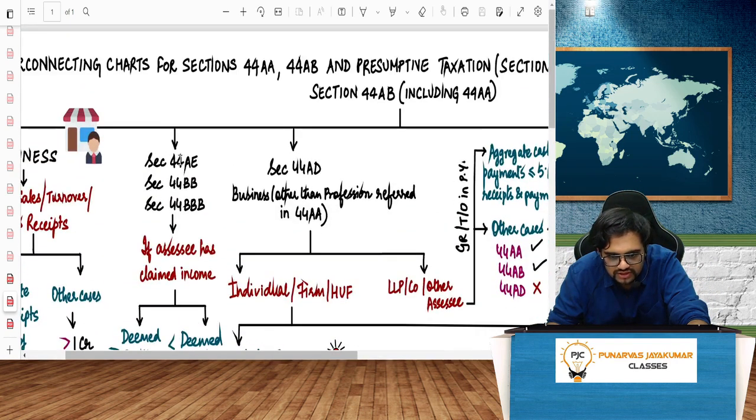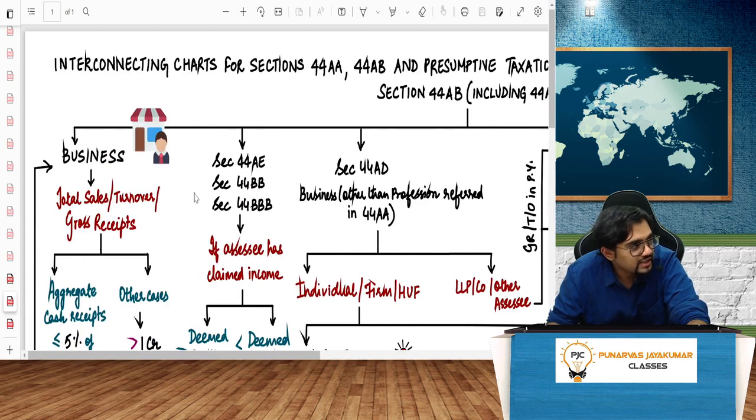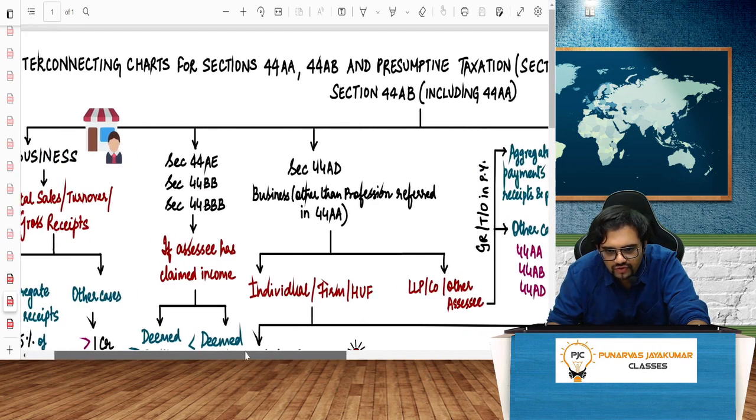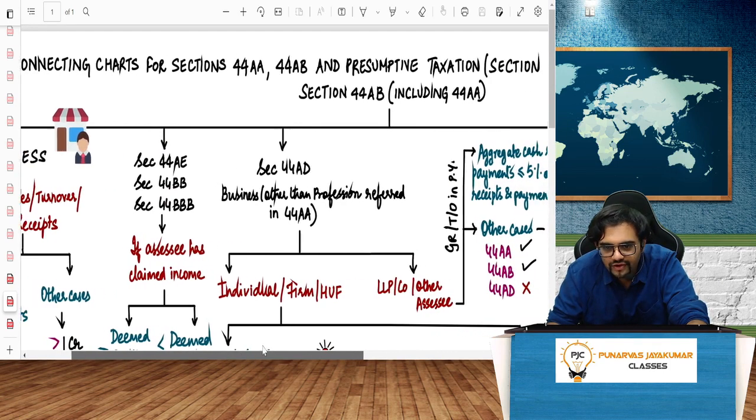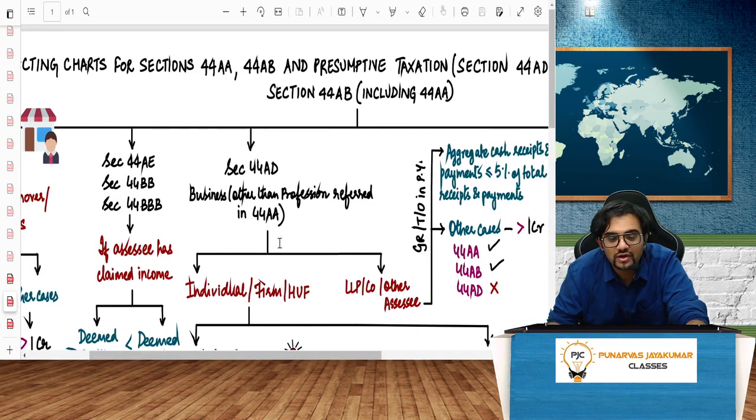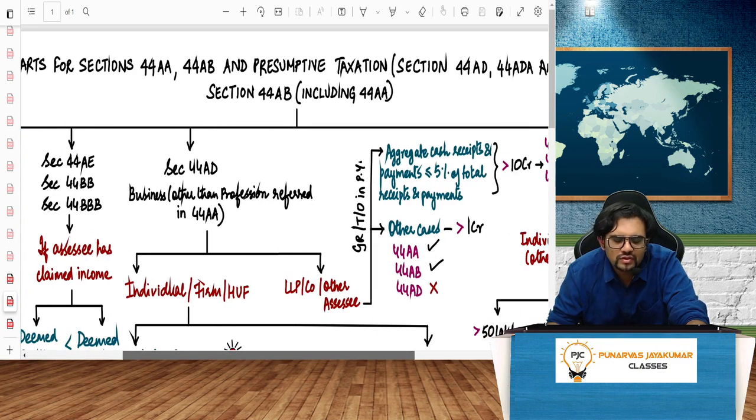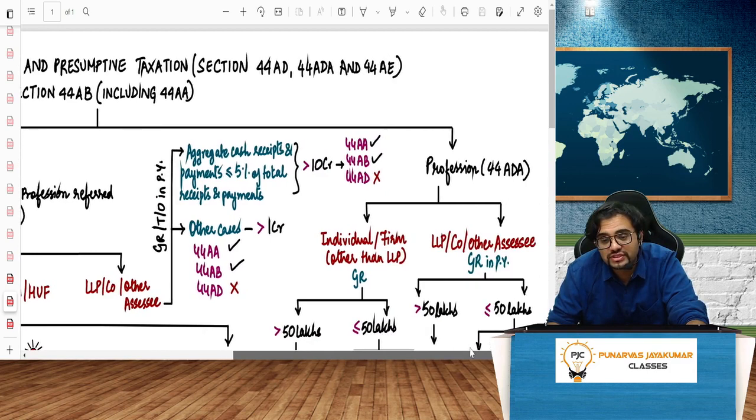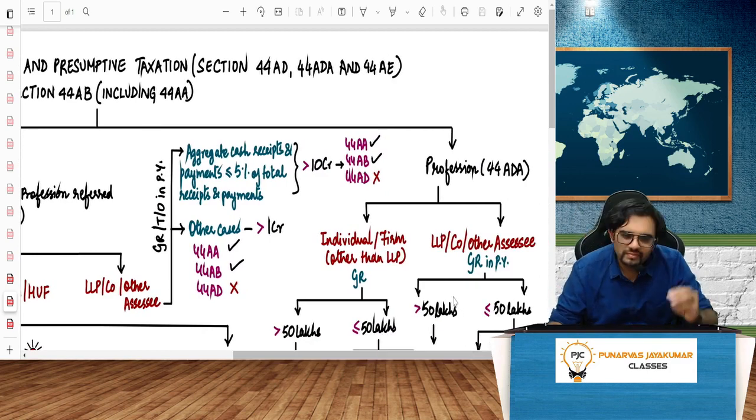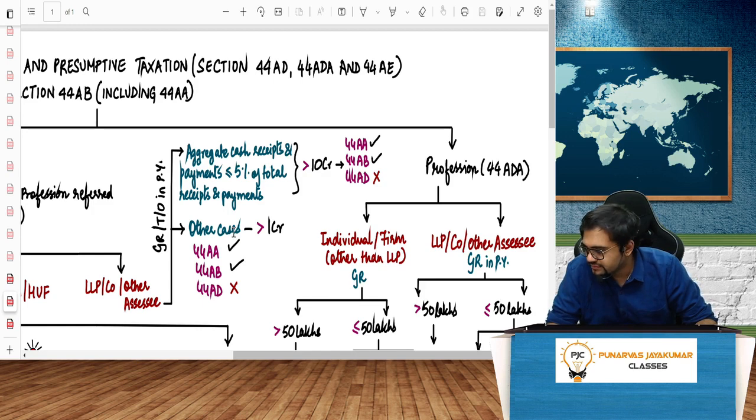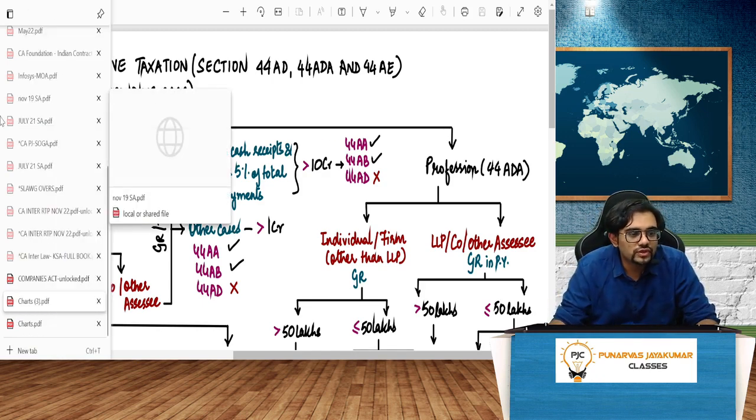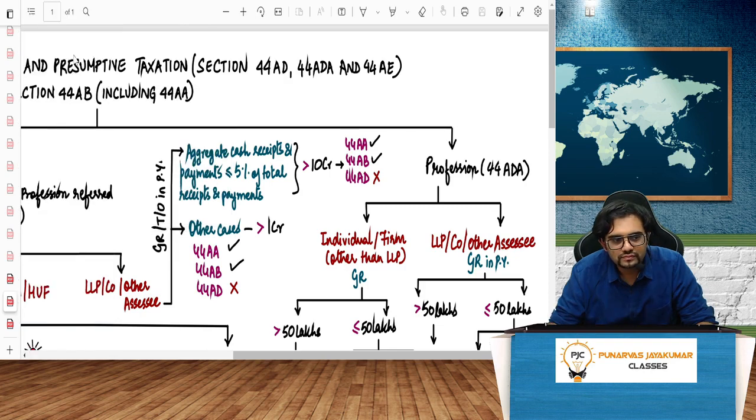Come on. So what is this chart about? Let me just zoom in. Interconnecting chart for what? Section number 44A, then 44AB. 44A is what? Accounts. 44AB is what? Tax audit. And presumptive taxation. Let me take 3 sections here, but other sections also I'll throw in here. 44AD is for business, 44ADA, profession, and 44AE. 44AE is for what, my dear friends? I told you, the plying and hiring of goods carriages.